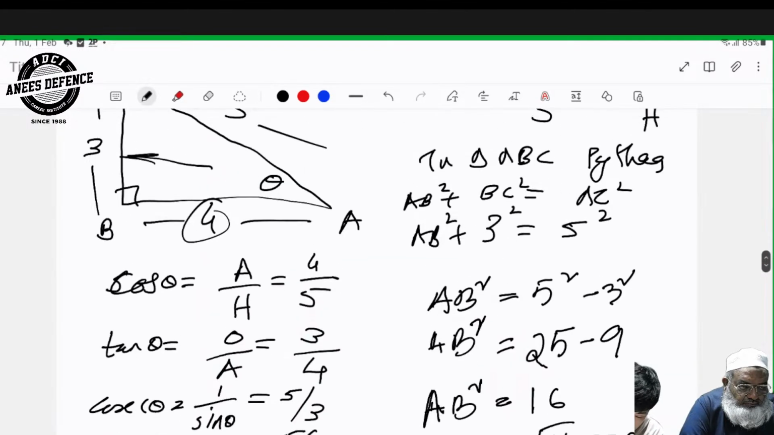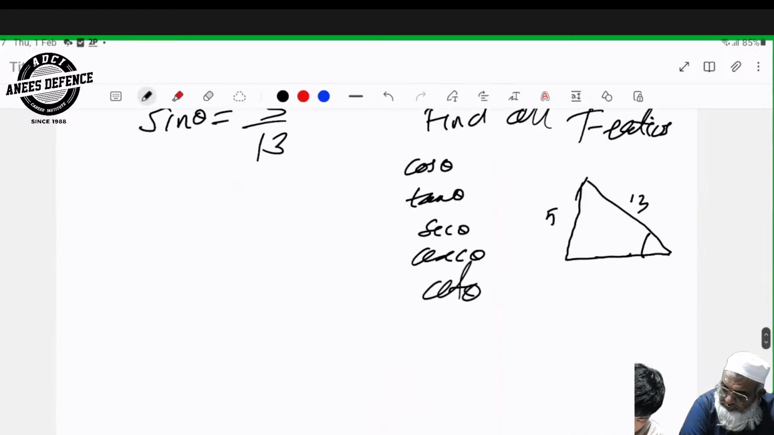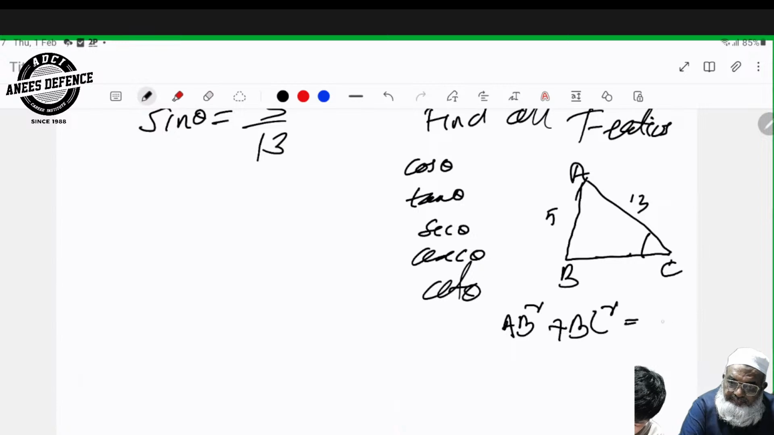Find AB plus BC. Yeah, right. ABC. A, B and C. AB square plus BC square is equal to AC square.